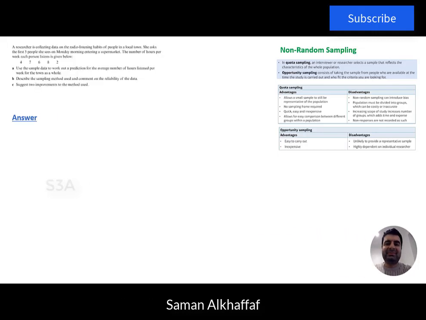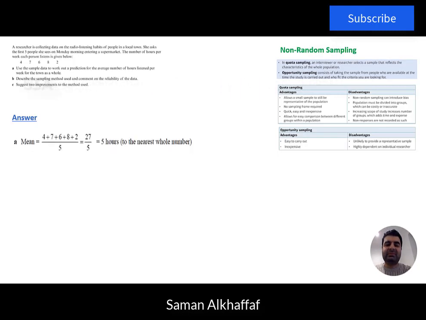In this example, a researcher is collecting data on the radio listening habits of people in a local town. She asks the first 5 people she sees on Monday morning entering a supermarket. The number of hours per week each person listens is given below: 4, 7, 6, 8, and 2. For part A, use the sample data to work out a prediction for the average number of hours listened per week for the town as a whole.